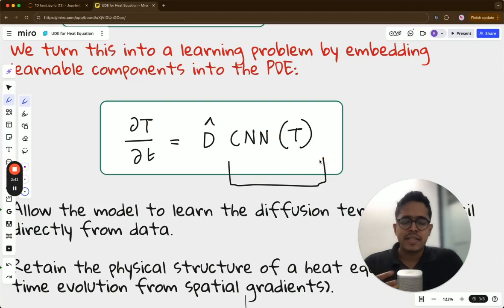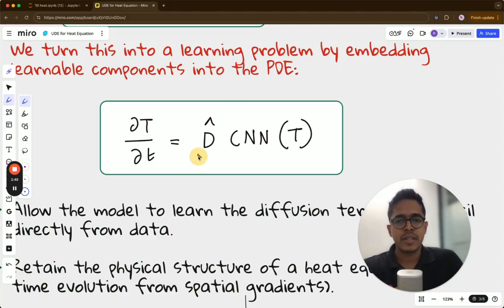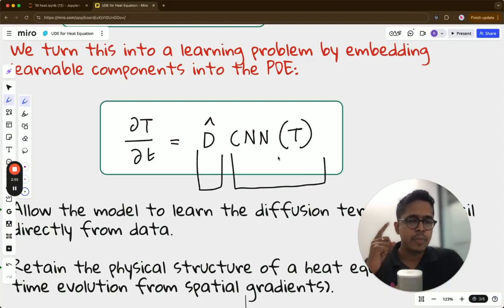Now you might obviously be wondering, you might have multiple questions. First of all, how do I know that I should use these two terms? How do I know that I should use a diffusion term and I should use a neural network like this? And why should it be a convolutional neural network? What should be its format? I'm sure you have multiple questions. So we will address all of those questions one by one.